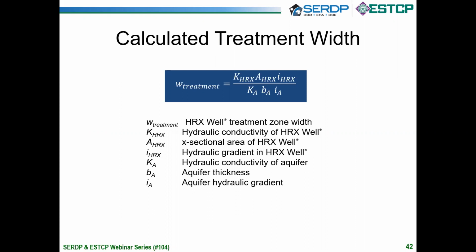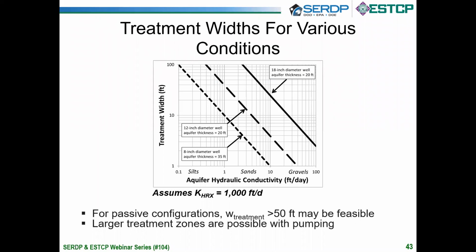And if you're willing to assume that the gradient terms are approximately equal, which is the case for longer wells with long well screens, you can develop this nomograph that relates aquifer hydraulic conductivity in feet per day on the x-axis to the calculated treatment width on the y-axis, which is log scale. The dashed lines are various well configurations. In this case, I'll focus on the center dashed line, a 12-inch diameter well and an aquifer thickness of 20 feet.